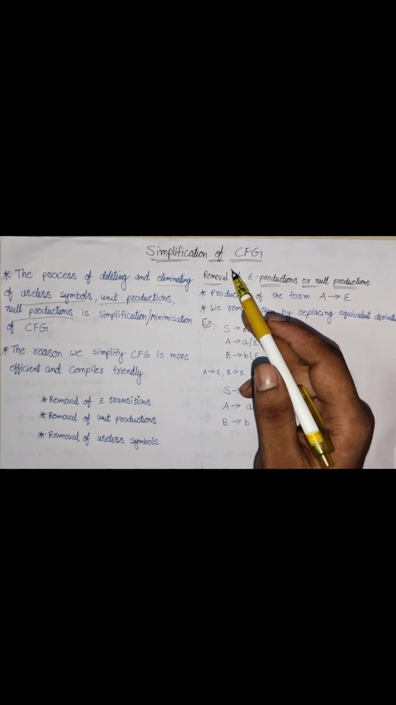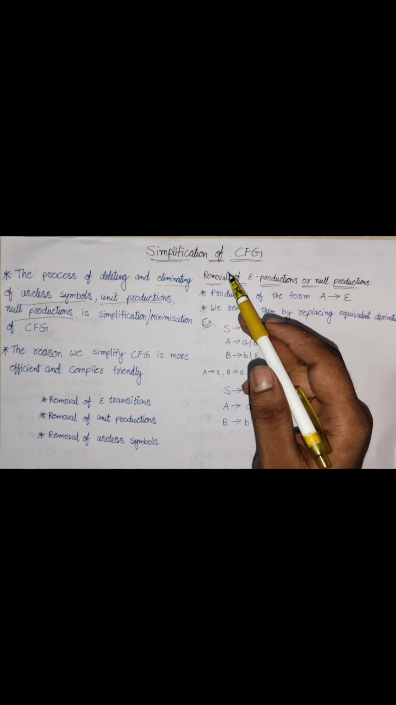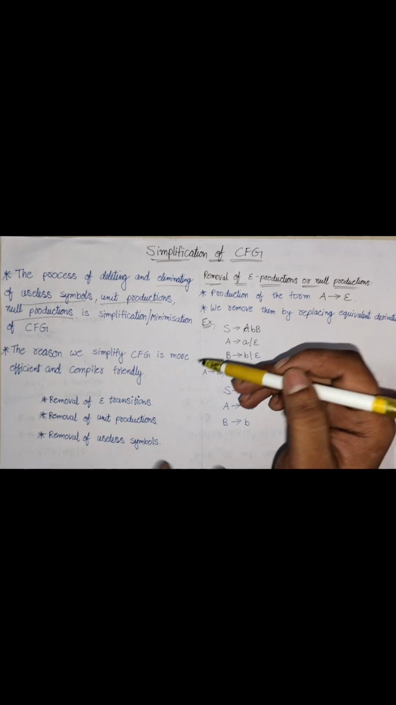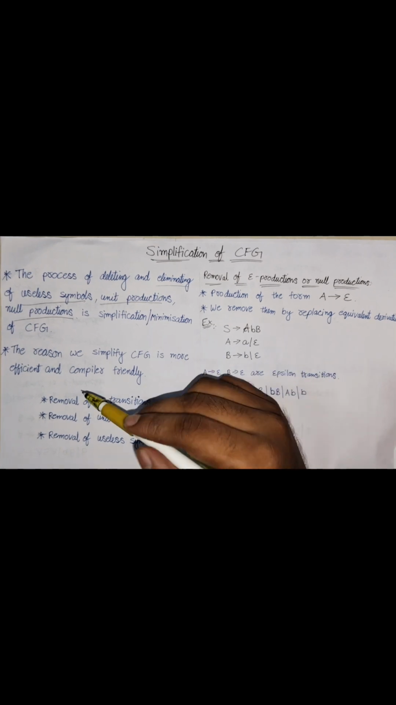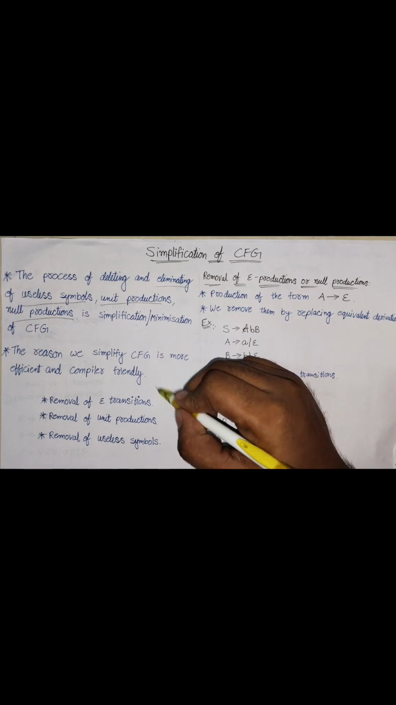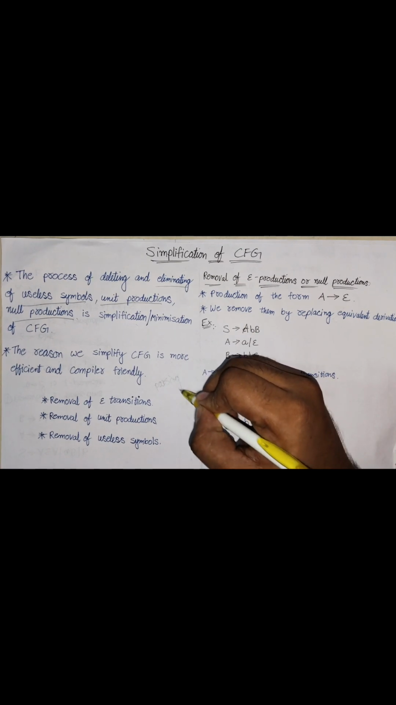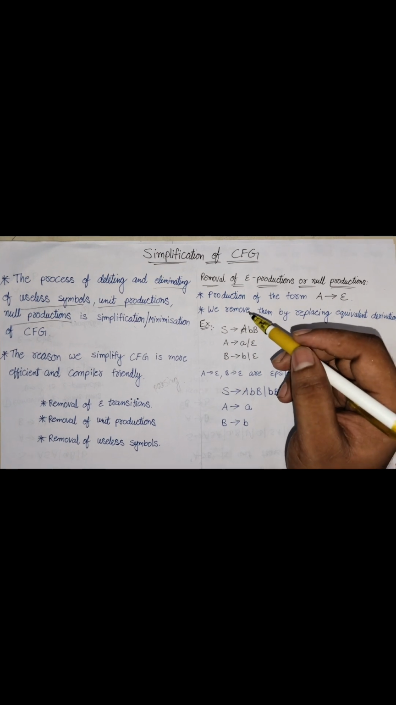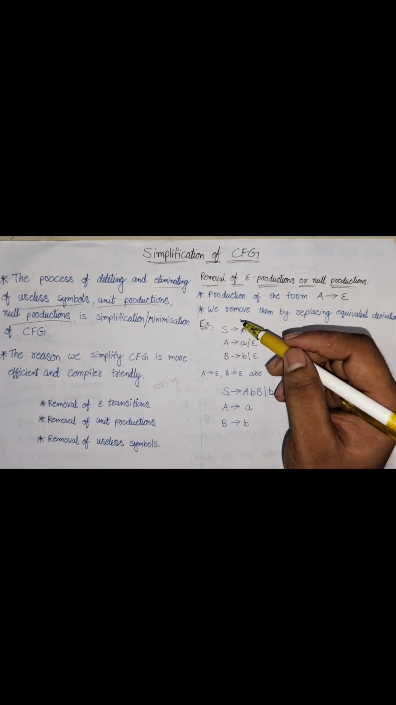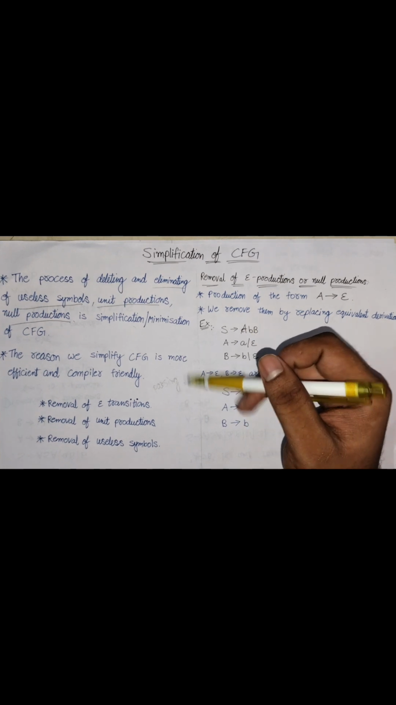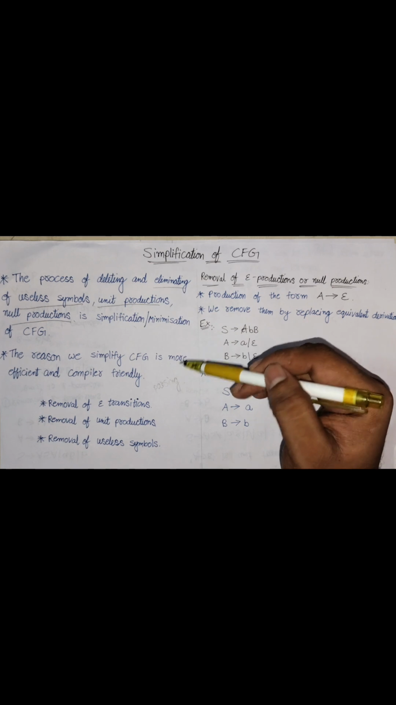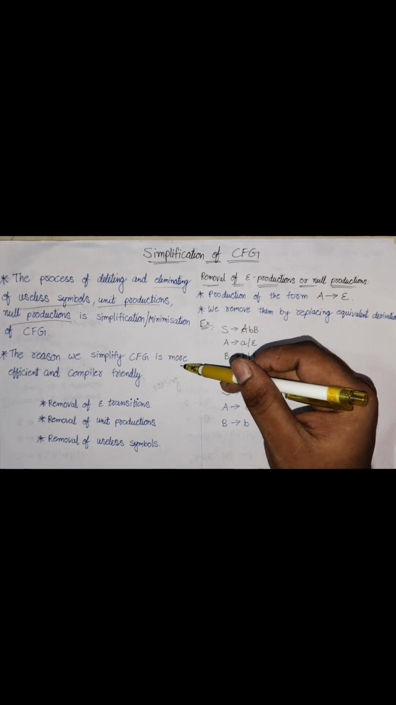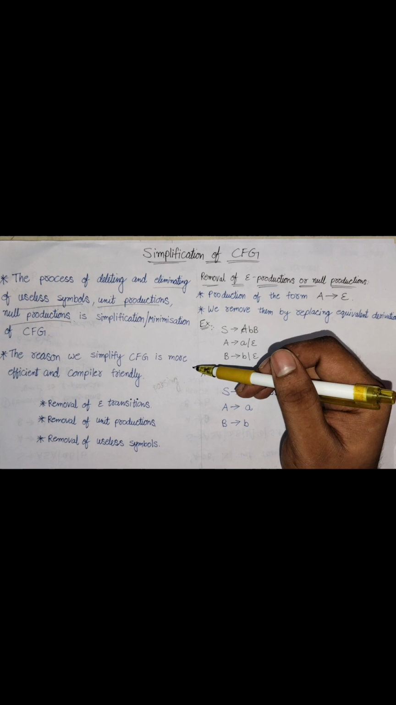Why do we have to simplify the context free grammar? The answer is to make it more efficient and compiler friendly. You will be doing a process known as parsing; we will get to know about this later. Parsing is of two types: top down parsing and bottom up parsing. During parsing, if the grammar is simplified, it is easy to parse. So to make it more efficient and compiler friendly, you need to minimize the grammar. That's the reason.